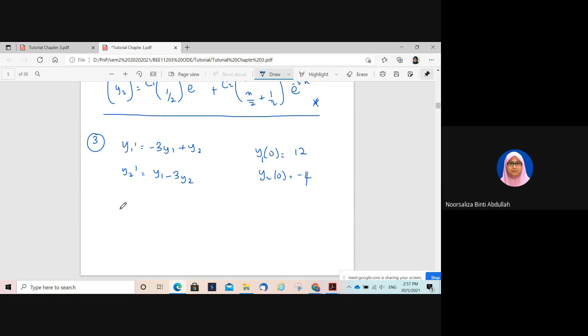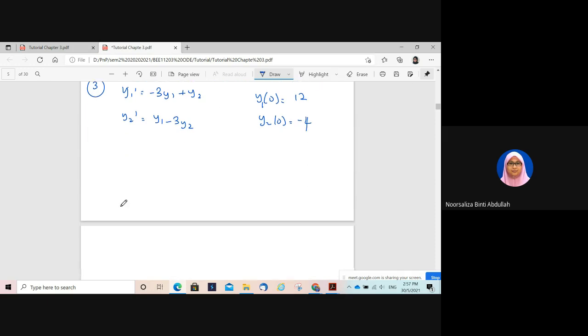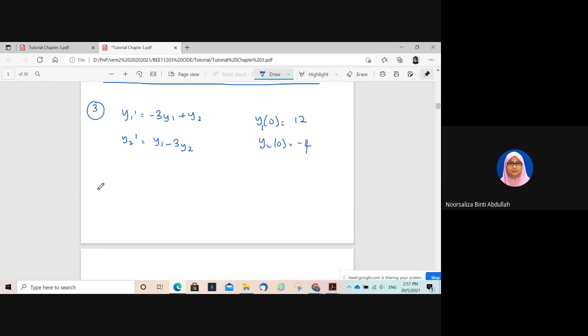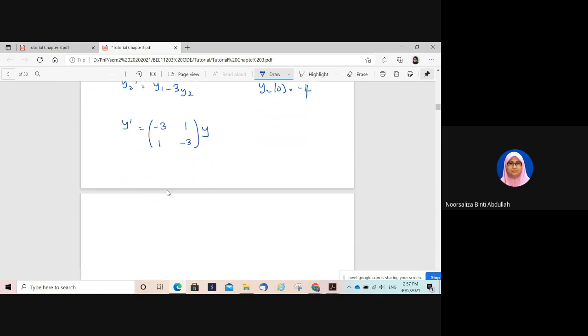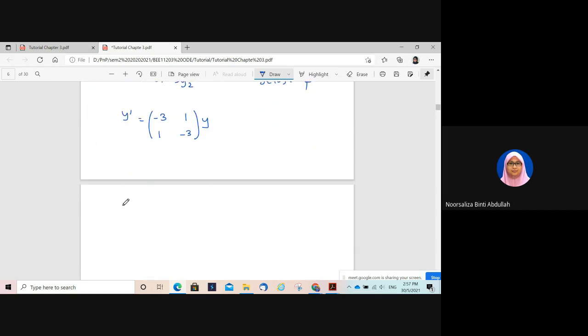So macam biasa, you arrange this one into the matrix form. Y prime equals to A y, where A is minus 3, 1, 1, minus 3. And from here, you can find the lambda. So for lambda, it is minus 3 minus lambda, 1, 1, minus 3 minus lambda.